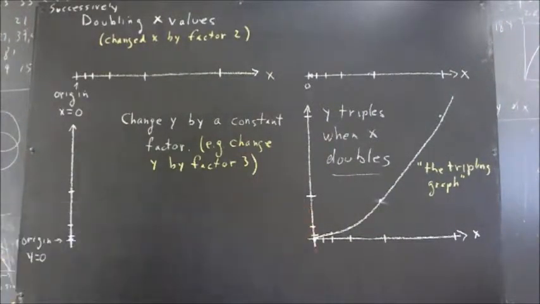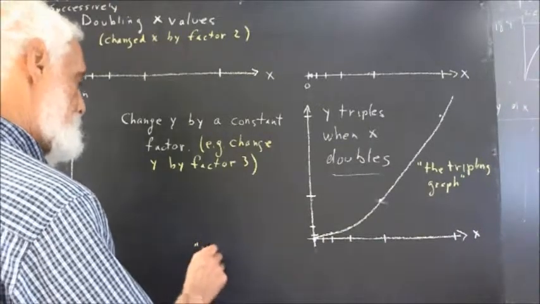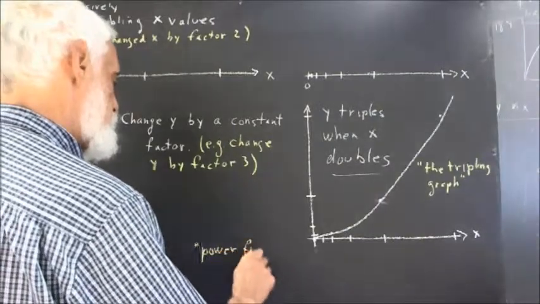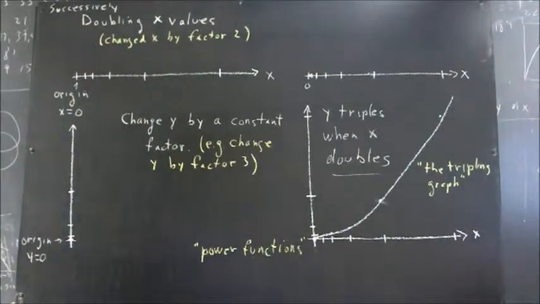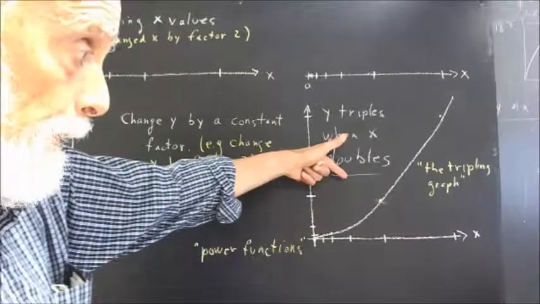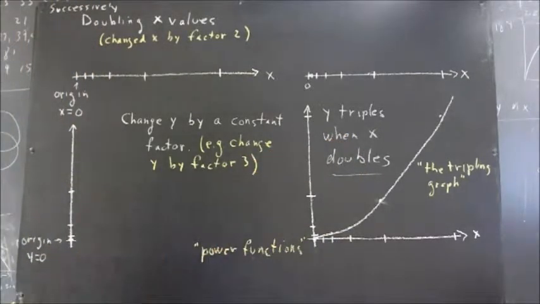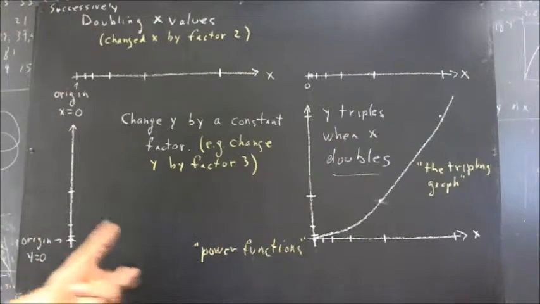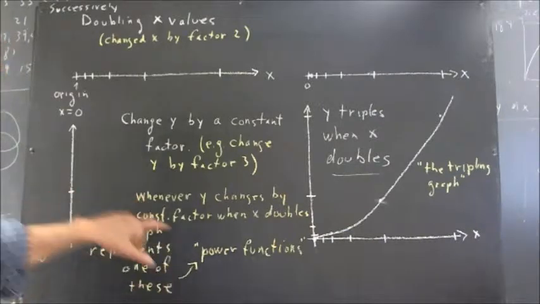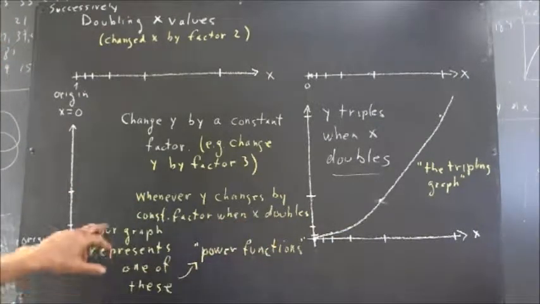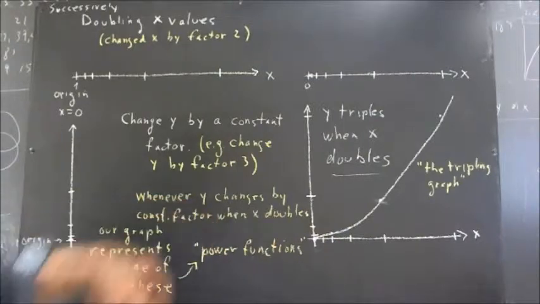Now we'll see how this sort of construction gives rise to what we call the power functions. And we'll talk some about the algebraic representation of power functions and how we could do calculations with these functions. But even more importantly, we want to talk about how certain power functions give us graphs that can represent observations that we can actually make in the real world. And I'll even make a bigger statement. Whenever y changes by some constant factor when x doubles, our graph represents one of these, a power function.